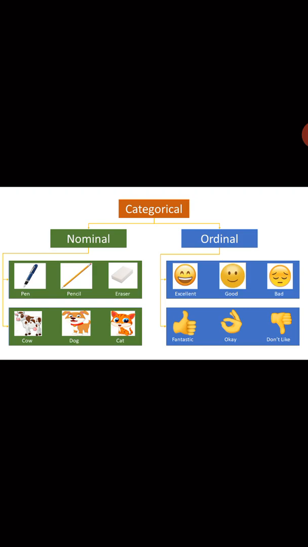Like you may have information about number of pens, number of pencils and erasers in a classroom. So that data is categoric data. Or you may have information of number of pets given in a table. So number of cows, number of dogs or number of cats. Similarly, words like excellent, good, bad, fantastic, okay, don't use. These words can also be used and they are part of categoric variable.